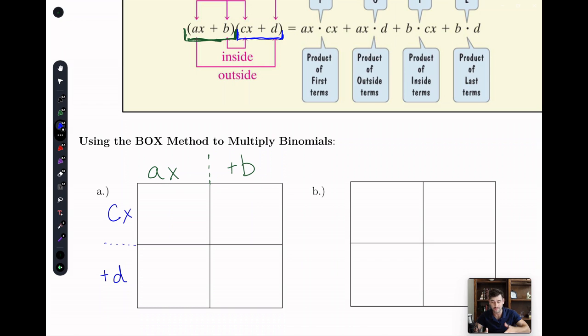They're exactly the same. So this first section is technically the first two terms just being multiplied. We're going to get the same term, AX times CX is ACX squared, which I know looks a little weird, but it's the same term as before. Let's draw a line so we can see what we're multiplying.